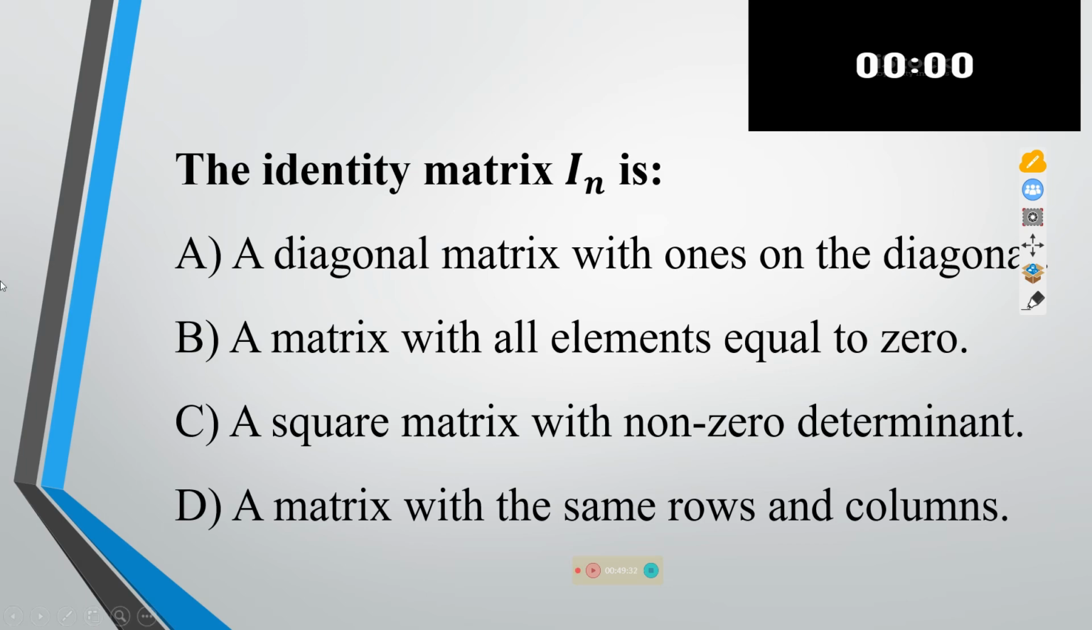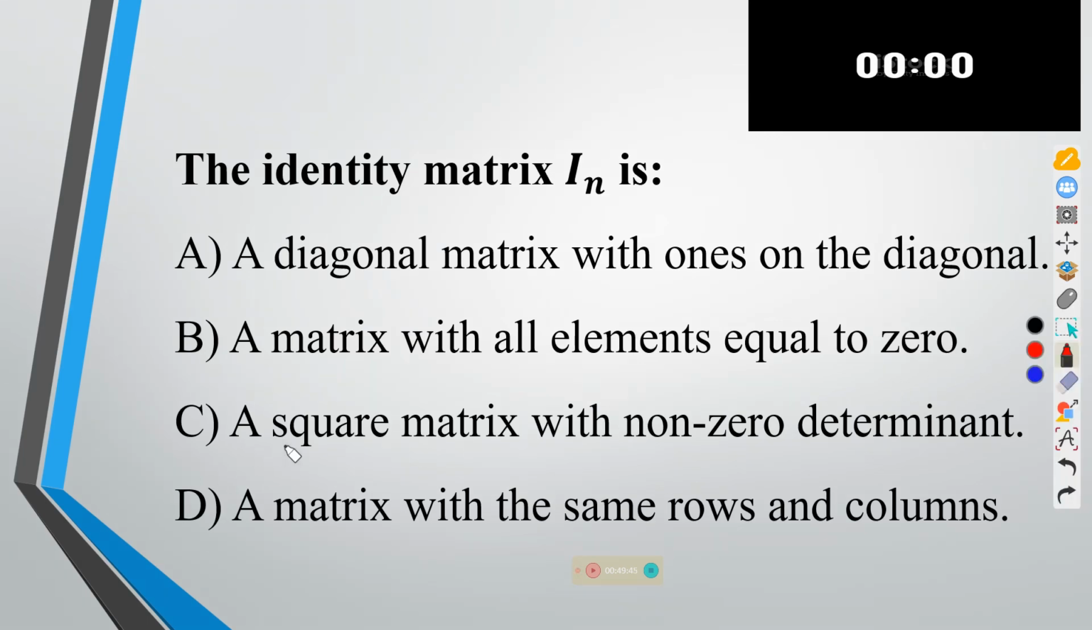So we are asked: the identity matrix IN is 1, a diagonal matrix with ones in the diagonal, 2, a matrix with all elements equal to 0, and 3, a square matrix with non-zero determinant, a matrix with the same rows and columns. Identity matrix is a diagonal matrix with ones on the diagonal.